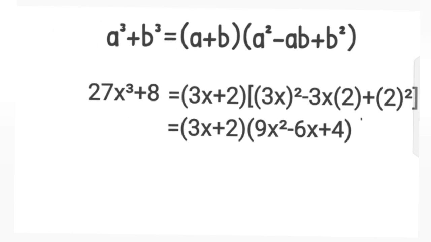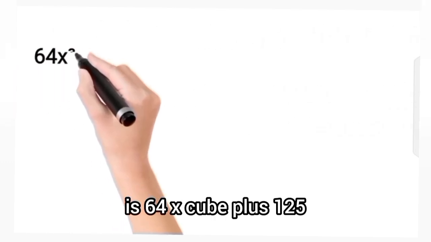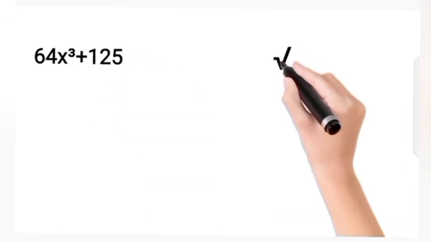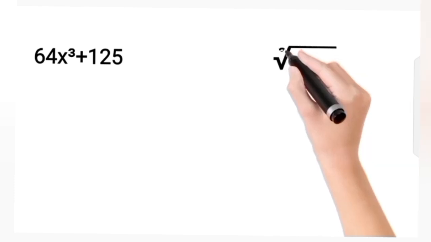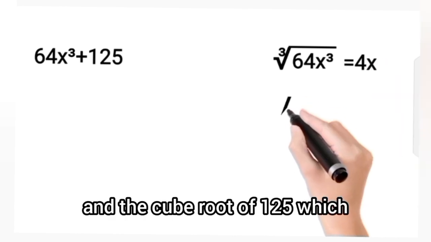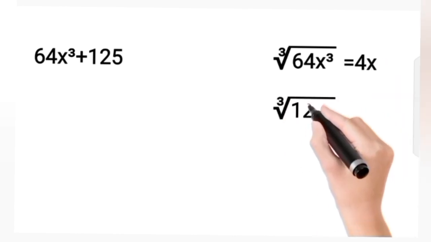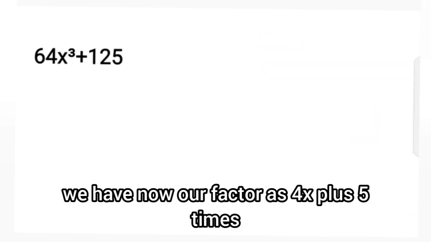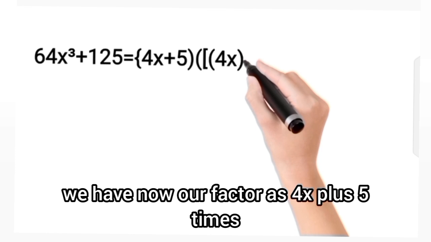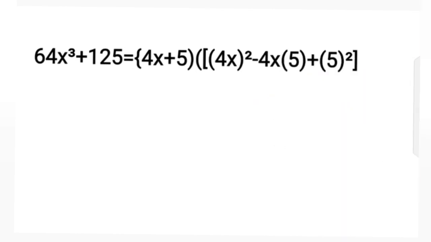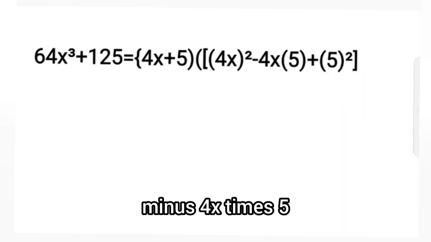And another example is 64x cubed plus 125. Take the cube root of 64x cubed, and this is equal to 4x, and the cube root of 125, which is equal to 5. And from this we have now our factor as 4x plus 5 times 4x squared minus 4x times 5 plus 5 squared.